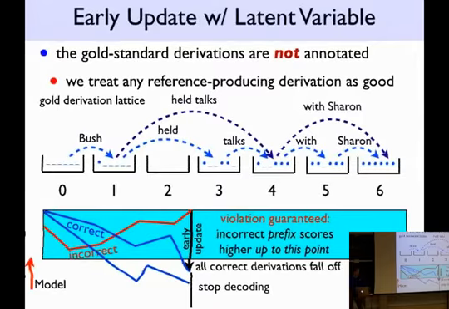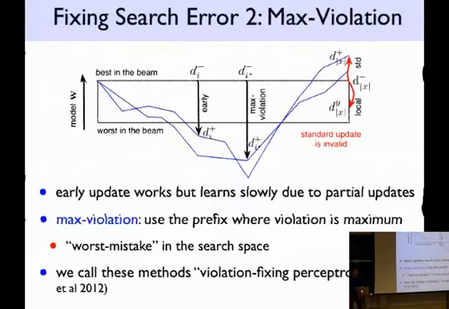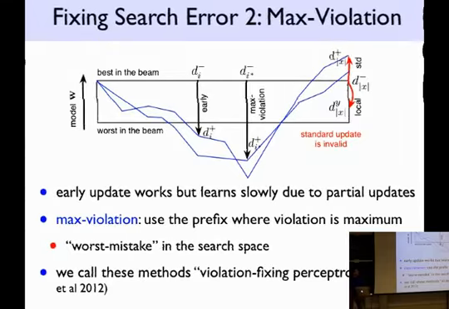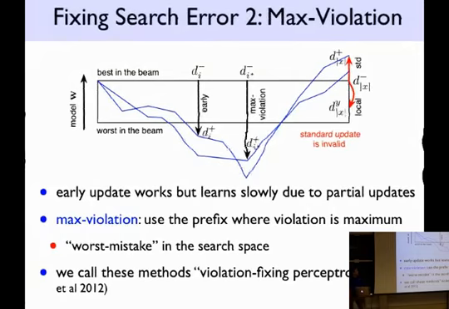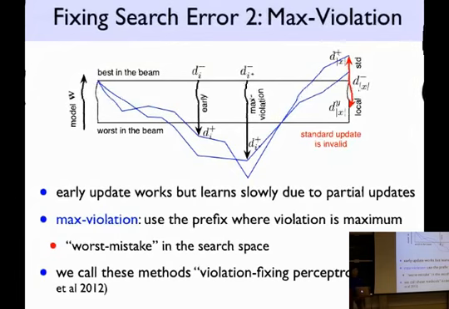Okay, so what we do in practice is a better method called max violation. Max violation says that I don't want to do early update. I want to update at a point much later on, the step or position where the violation is the maximum, or in other words, where the mistake is the worst, the most violated constraint, or something like that.